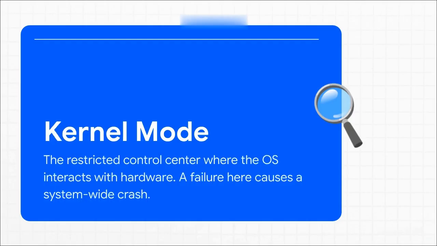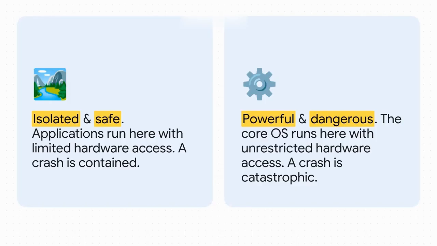But then, you've got kernel mode. This is the complete opposite. This is the high security control center for the entire city. We're talking the power grid, the water treatment plant, the air traffic control tower. This is where the operating system's core lives and talks directly to the physical hardware. And if something goes wrong in here, it's not a small problem. It's a citywide blackout.